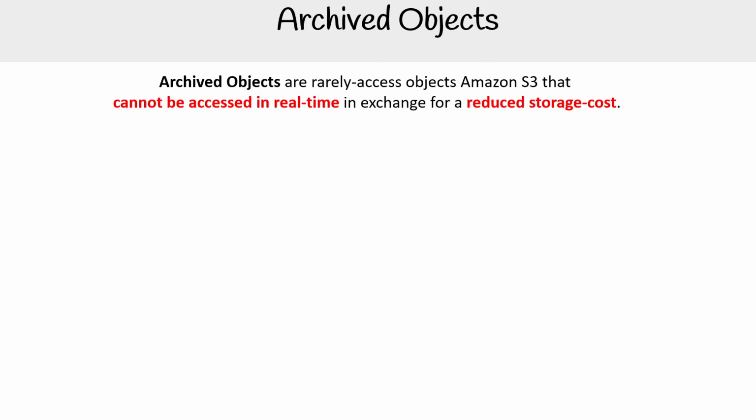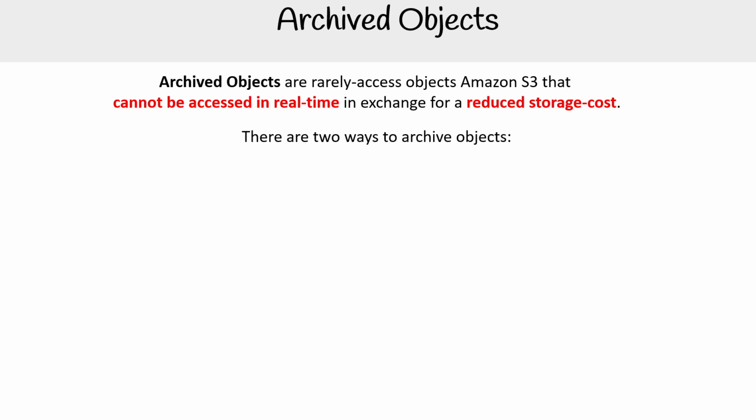Let's talk about archived objects. So these are rarely accessed objects in Amazon S3 that cannot be accessed in real time in exchange for a reduced storage cost. I want to emphasize cannot be accessed in real time because I did not list all the Glacier storage classes here because we're talking about ones that take time to retrieve.